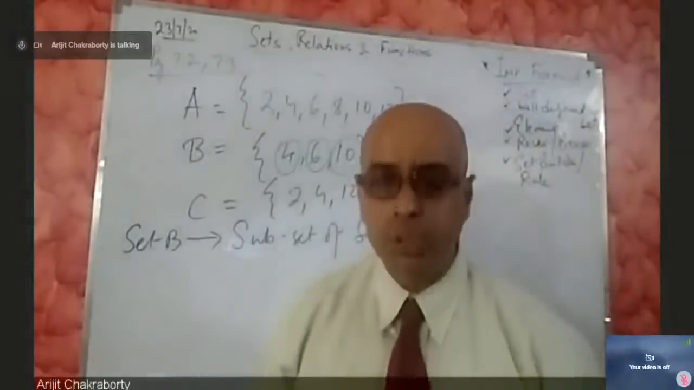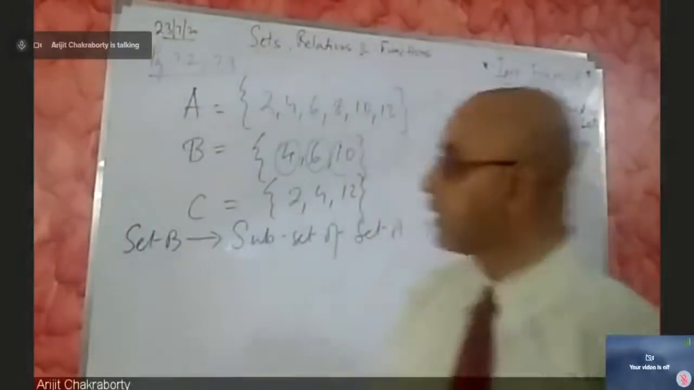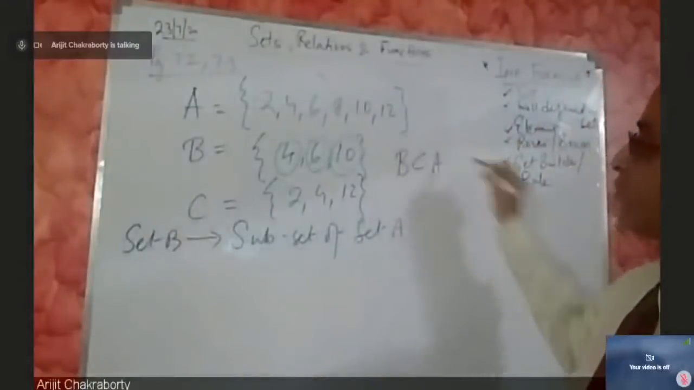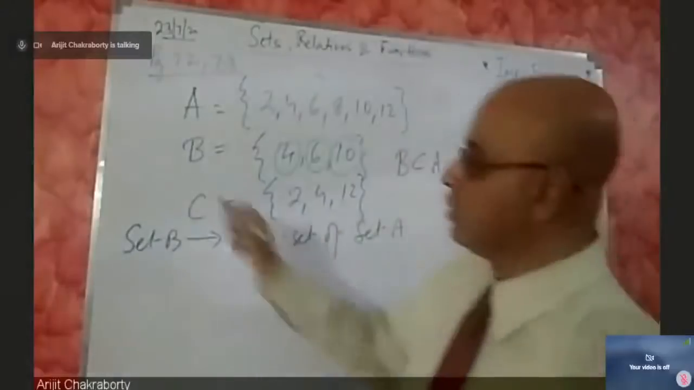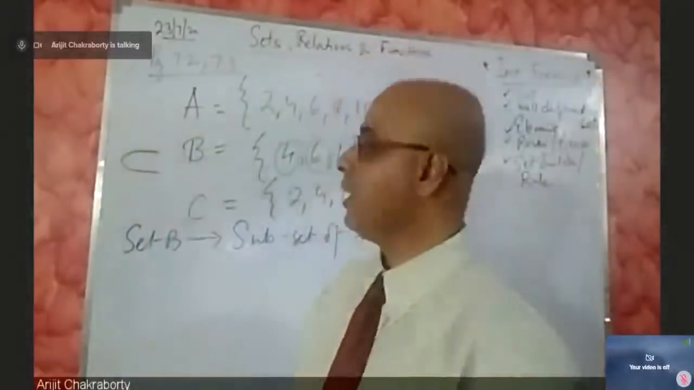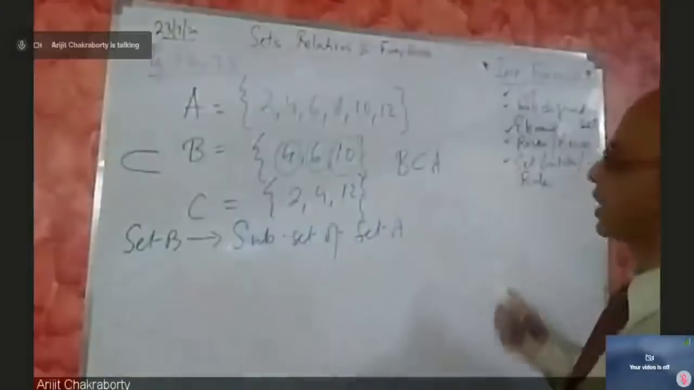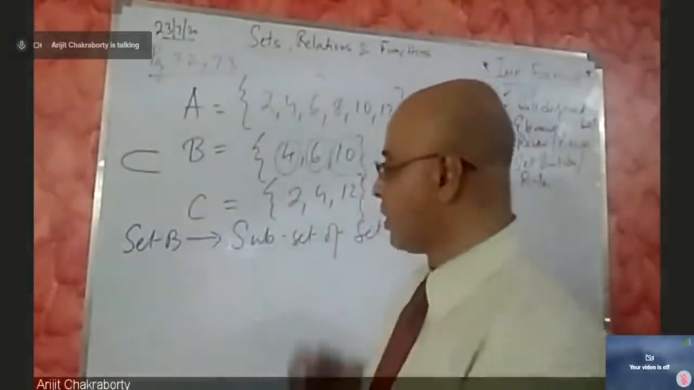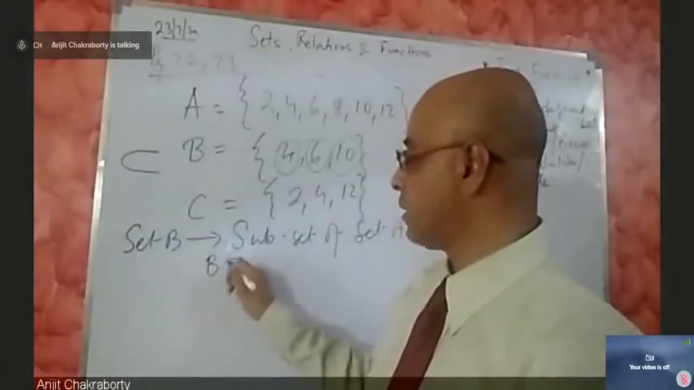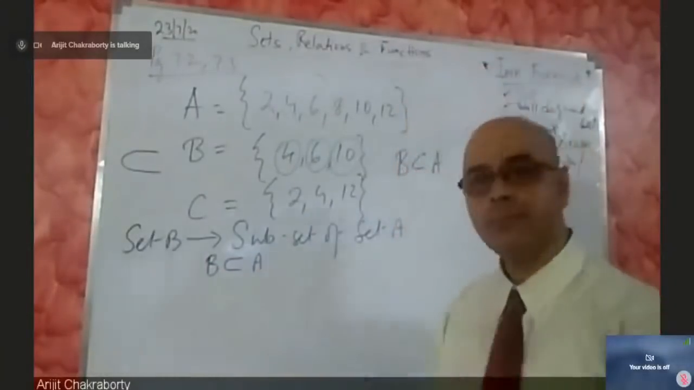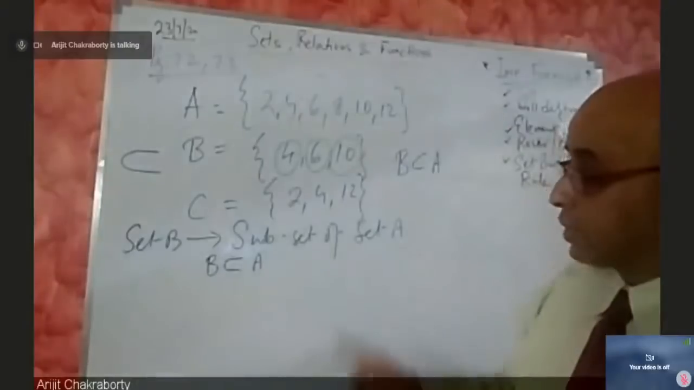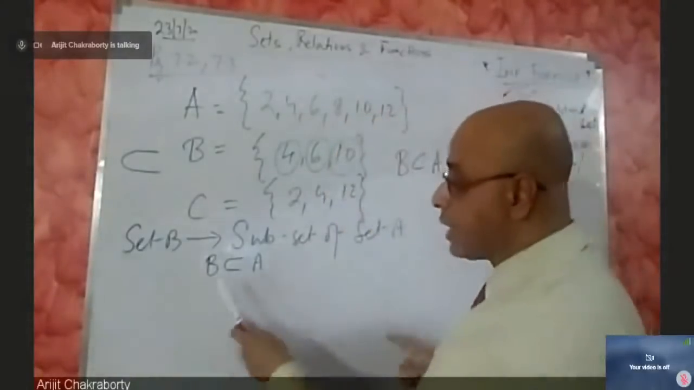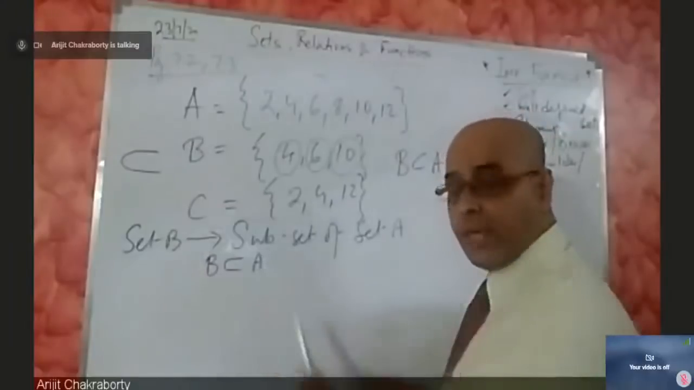And we write it like this. So I will write B is a subset of A. So we use this symbol. It is a subset of A. This is how we write. So in this case, B is a subset of A.